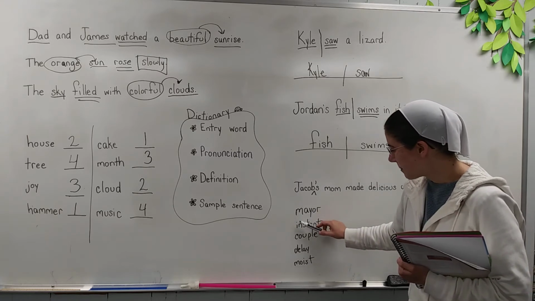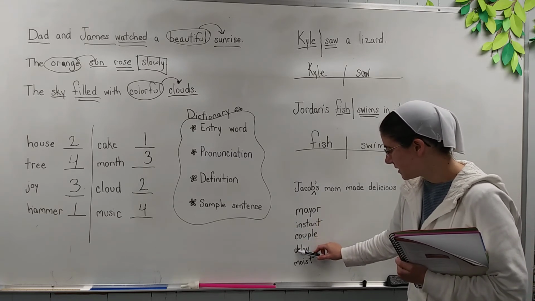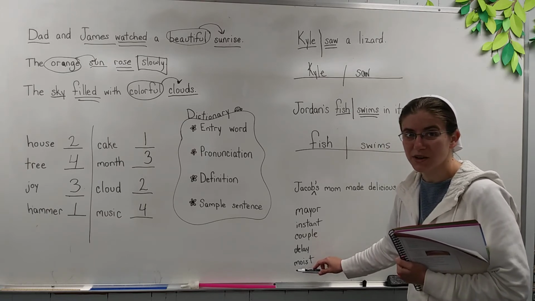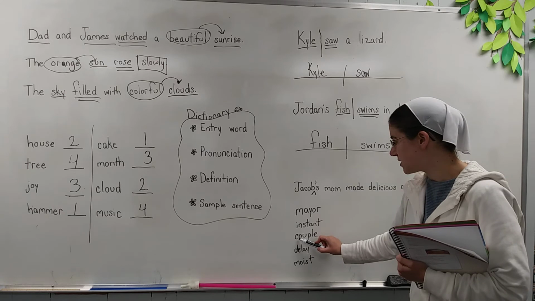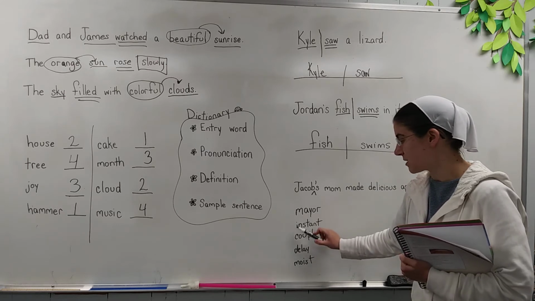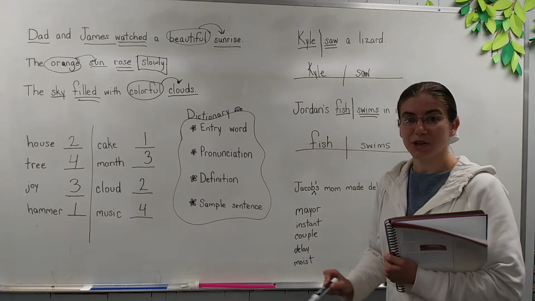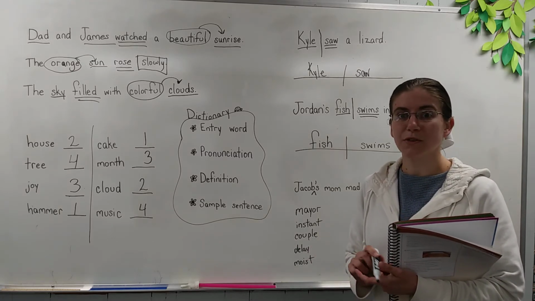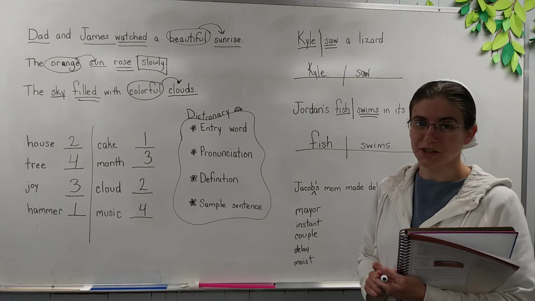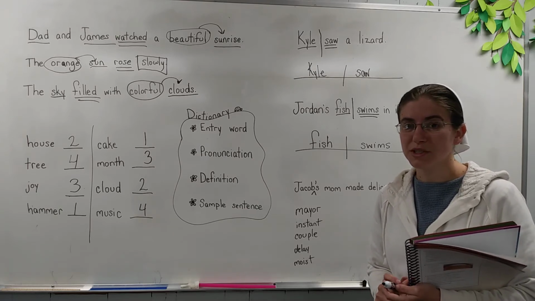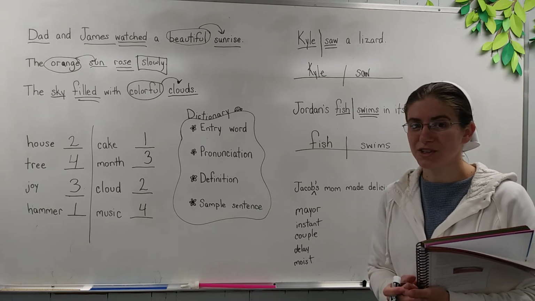We have M, I, C, D, M. Which letter comes first in ABC order? C. C comes before D, it comes before I. That means couple is the word you would find first. So for the first paw print question, the answer is couple. Couple is the word you would find first in the dictionary.